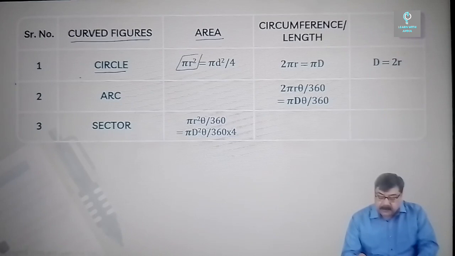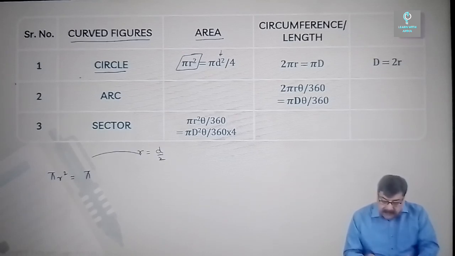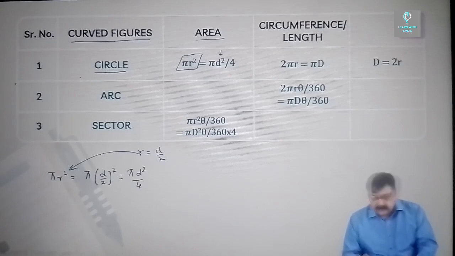Kindly remember, it is pi r square. And if we are given diameter, then it is pi d square by 4. And why is it so? Well, pi r square, we know that r is equal to d by 2. So let us substitute it here. We shall get d by 2 whole square, which becomes pi d square by 4.